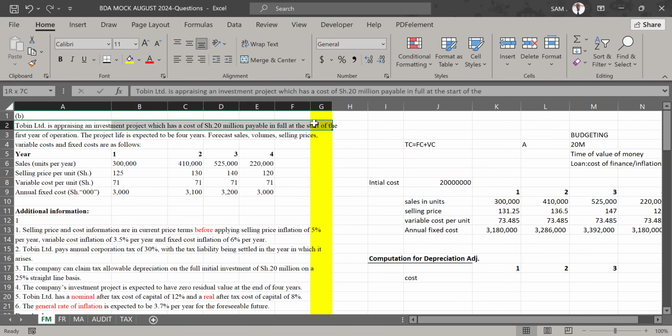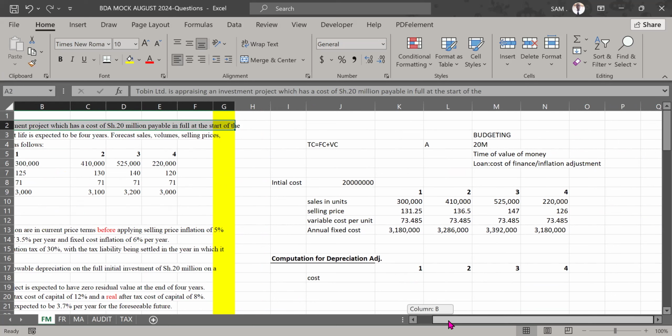You look at that part. Now, that cost, 20 million, will be the same for all the 4 years. It's not going to change. Unless the examiner tells us it's going to change, we don't assume. Cost remains constant.